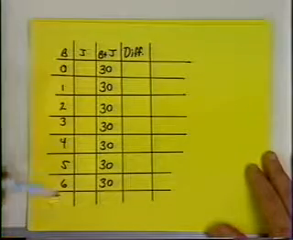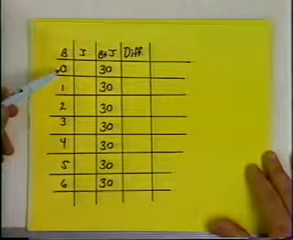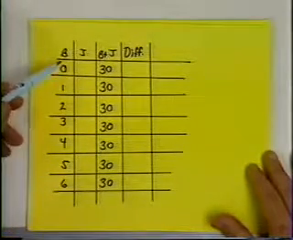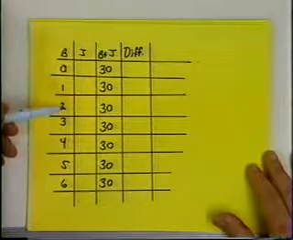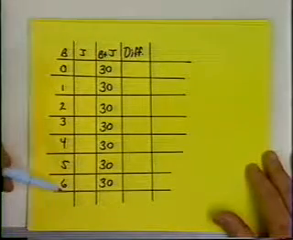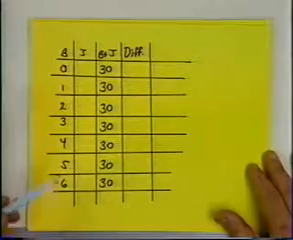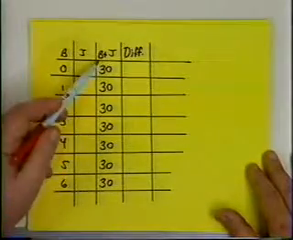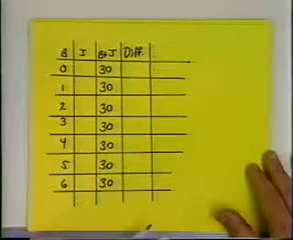B stands for the number Bill has. Now, what's the least number of marbles Bill can have? Well, he might not have any. He could have 1, 2, 3, 4, 5, 6. What's the most he can have? He can't possibly have more than 30, because altogether, Bill and John together have 30.